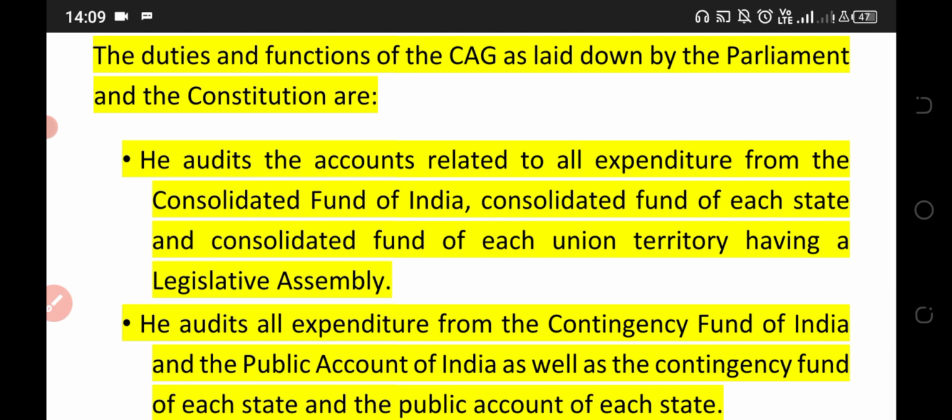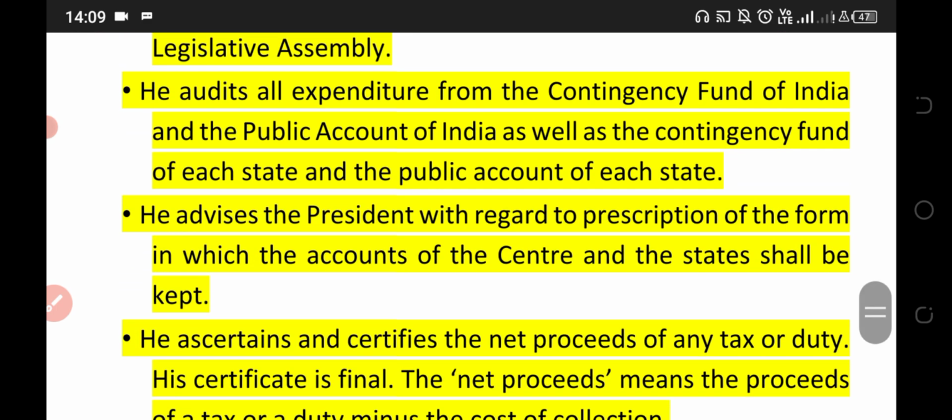The audit and functions of the CAG are laid down by the Parliament and the Constitution. He audits the accounts related to expenditure from the Consolidated Fund of India, the Consolidated Fund of each state, and the Consolidated Fund of each UT having a legislative assembly. He audits all expenditure from the Contingency Fund of India and the Public Account of India, as well as the Contingency Fund of each state and the Public Account of each state. He advises the President with regard to the prescription of the form in which the accounts of the center and the states shall be kept.